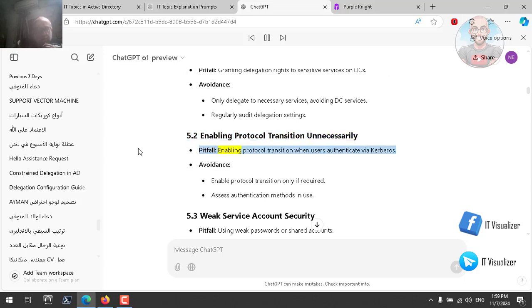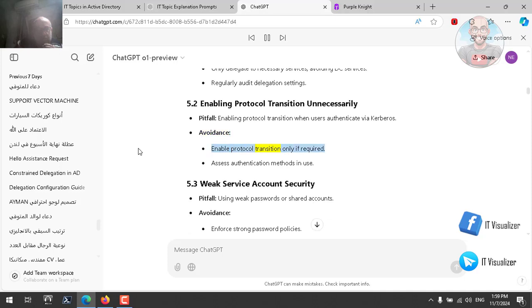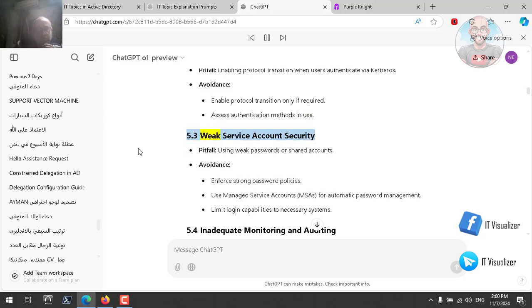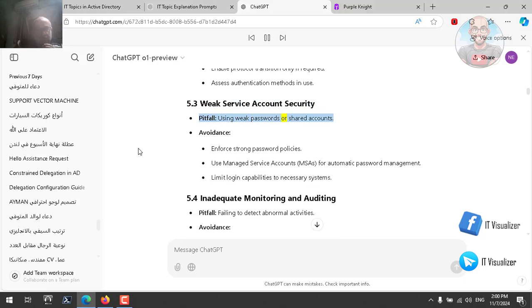5.2 Enabling protocol transition unnecessarily. Pitfall: enabling protocol transition when users authenticate via Kerberos. Avoidance: enable protocol transition only if required. Assess authentication methods in use. 5.3 Weak service account security. Pitfall: using weak passwords or shared accounts. Avoidance: enforce strong password policies. Use managed service accounts, MSAs, for automatic password management. Limit login capabilities to necessary systems.